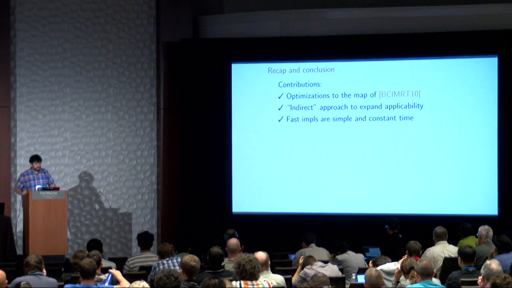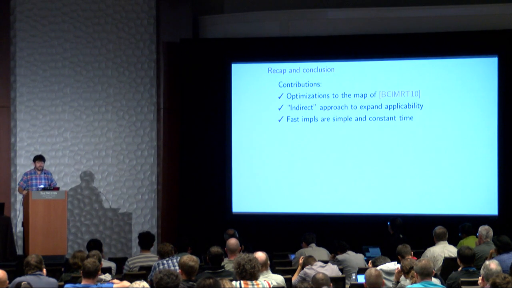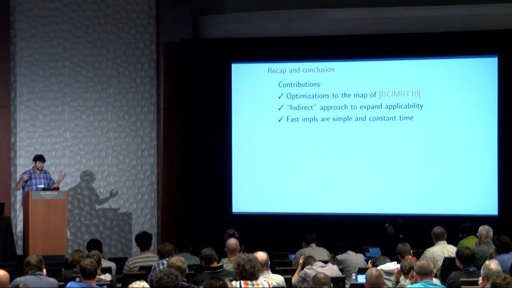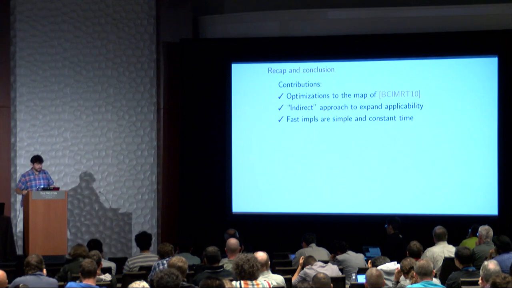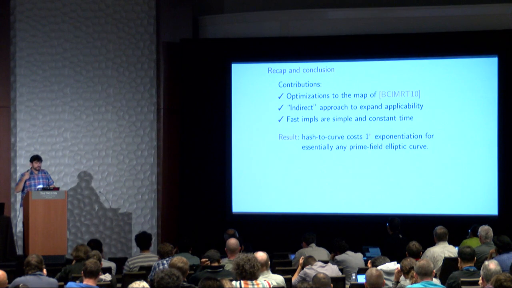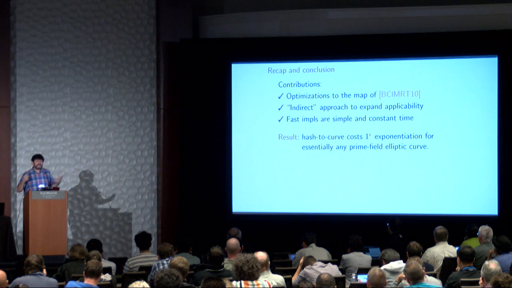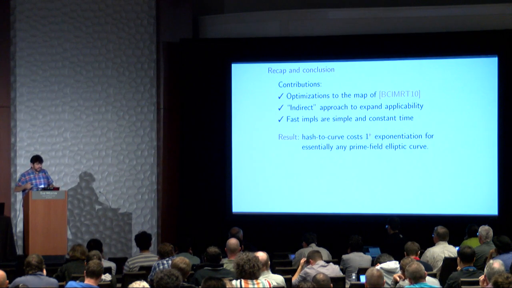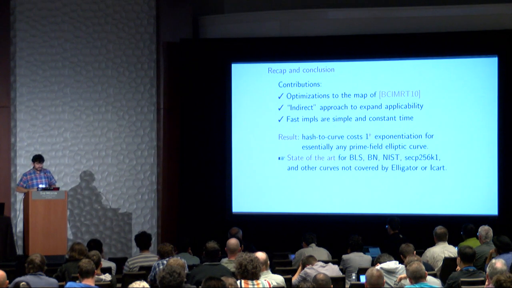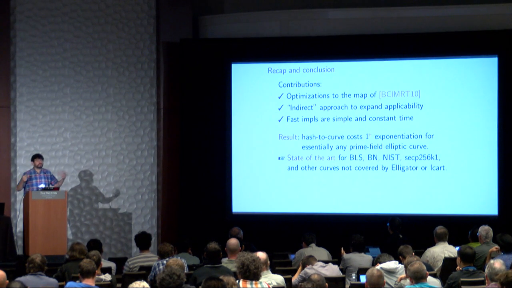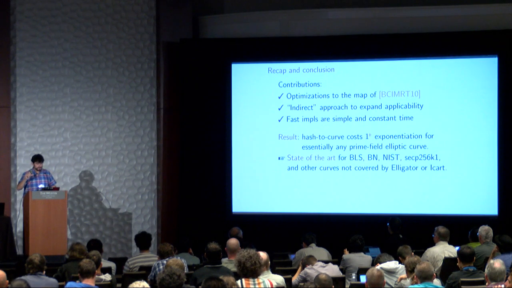Okay, so let's recap. We optimized the simplified SWU map, and we extended it to apply to essentially any curve. And from the evaluation, we can see that fast implementations can still be simple and constant time. So the high-level takeaway is, whereas previously only curves that were compatible with Elligator or Icart could be hashed to in one exponentiation, now you can do that for essentially any curve. And this means that pairing-friendly curve families, the NIST curves, secp256k1, which Bitcoin uses, you can hash to any of those with one exponentiation worth of cost and in constant time.